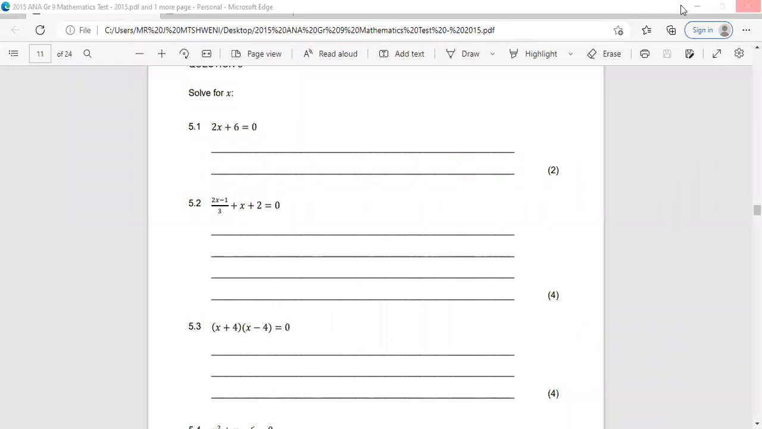All right. I think this is the last one for today. Now we are solving for x. I hope the network won't disappoint us. All right, let's see.